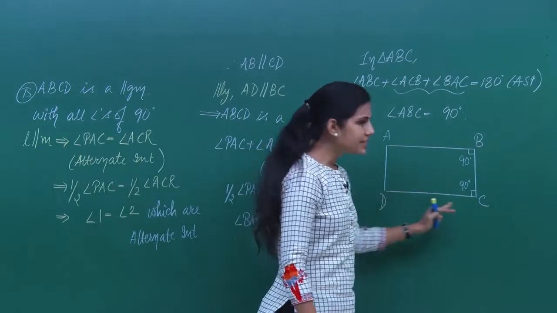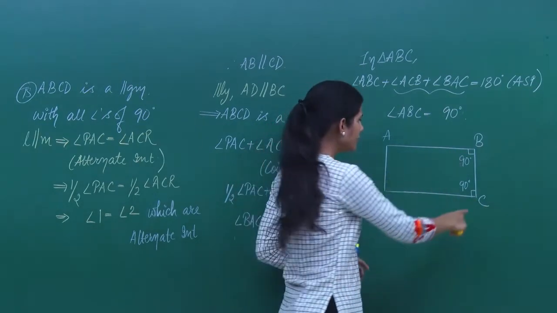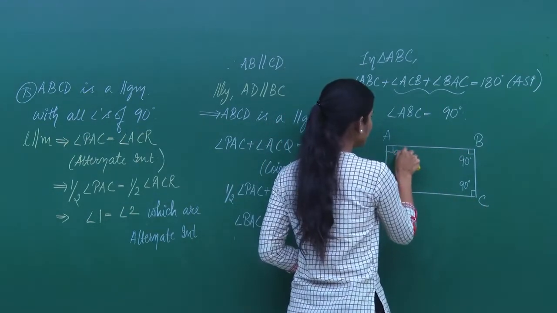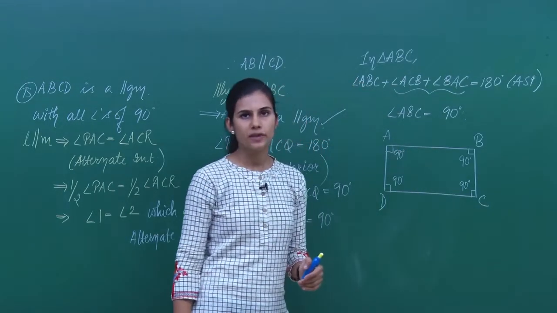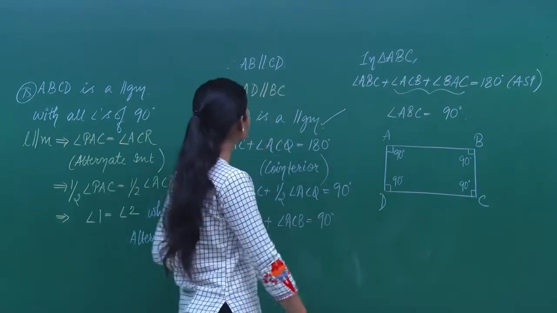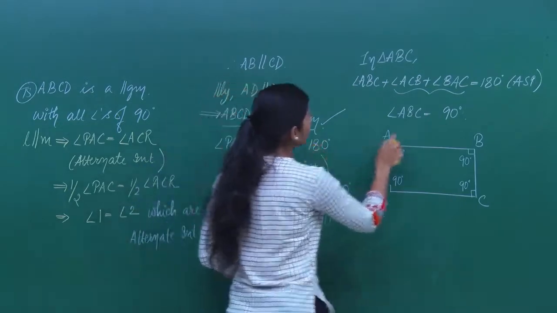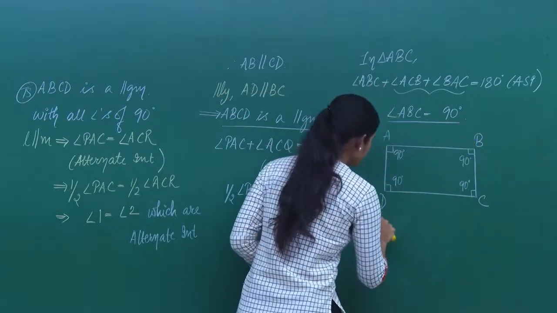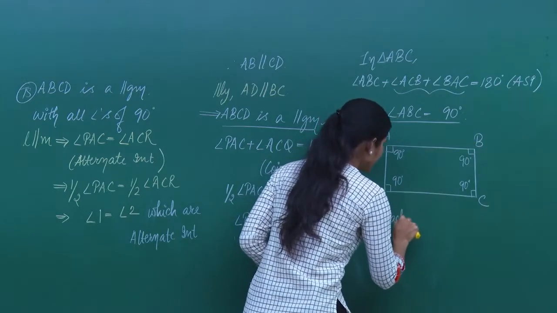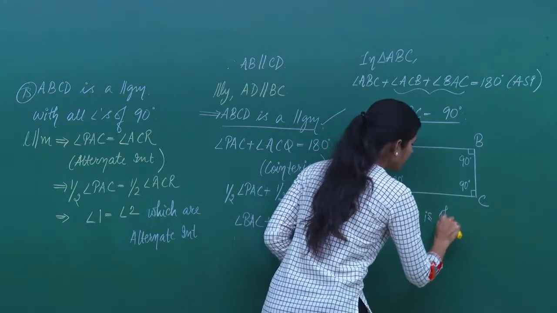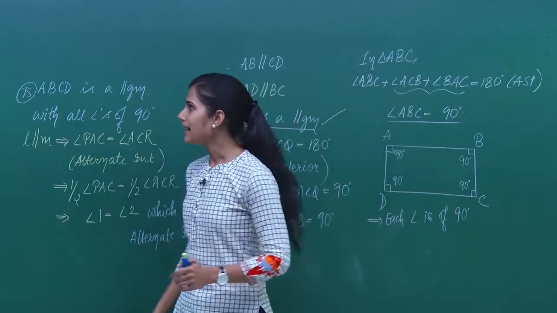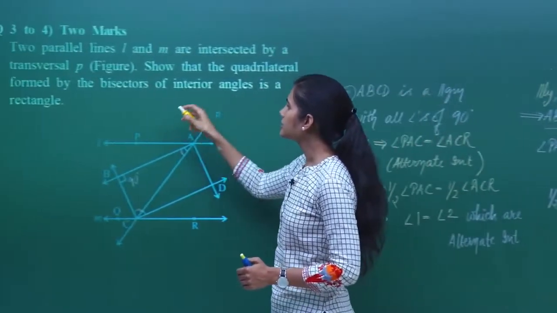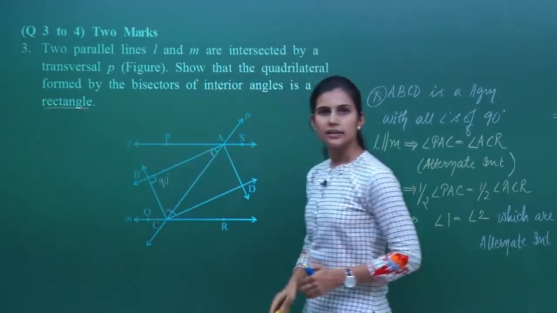Now because ABCD is a parallelogram, opposite angles are equal. So angle C will be equal to angle A and angle B will be equal to angle D. So you will get all the angles as 90 degrees. So you have established that ABCD is a parallelogram, one angle is 90 degrees. This implies each angle is of 90 degrees. And therefore a parallelogram in which each angle is of 90 degrees is clearly a rectangle.